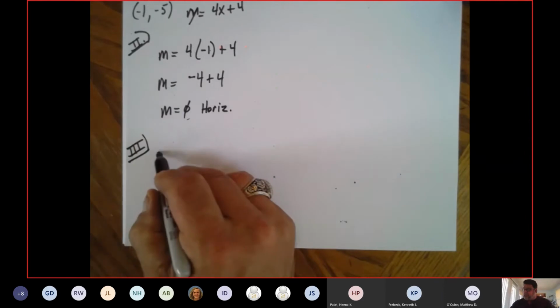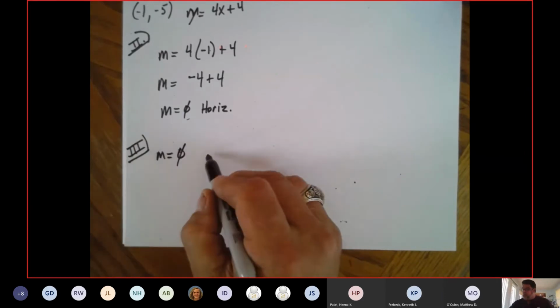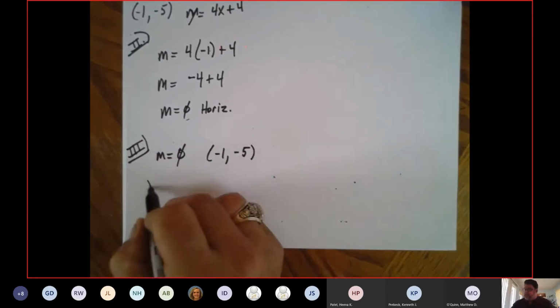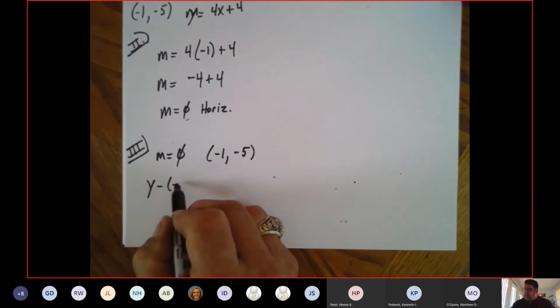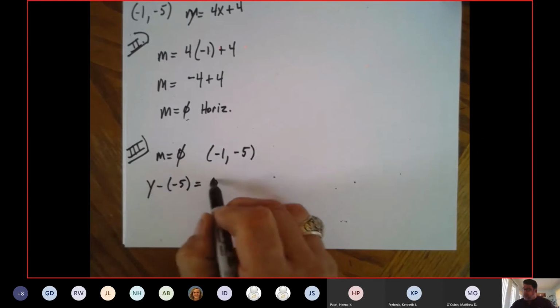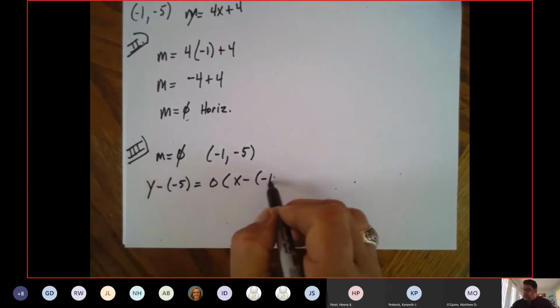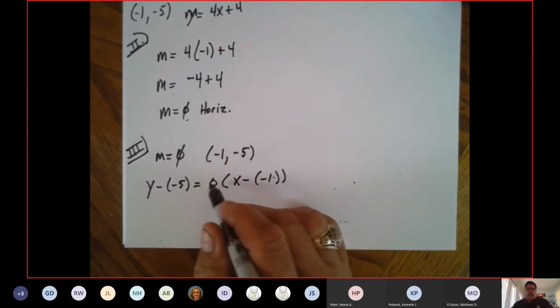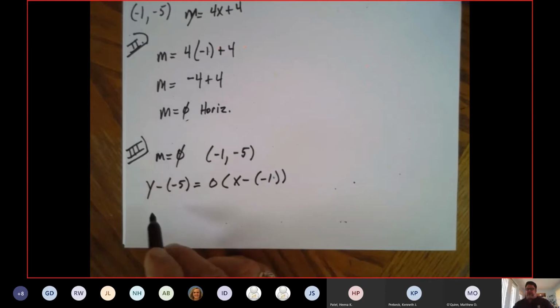M is equal to 0, and the point is -1, -5. And now you plug it in. y minus -5 is equal to 0 times x minus -1. I know that 0 is going to take all that out. But the reason for me showing you this is because a lot of people on the homework and the test see the function, and then they see find an equation at the point, blah, blah, blah. They don't know what to do. So that's why I'm showing you this.